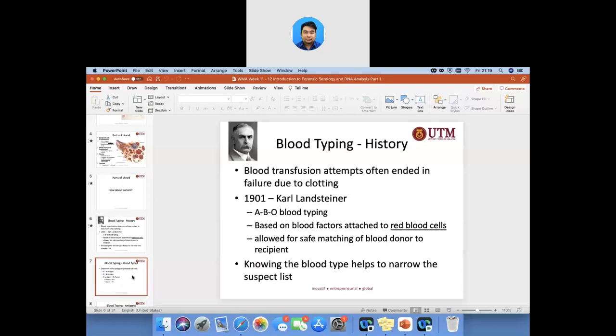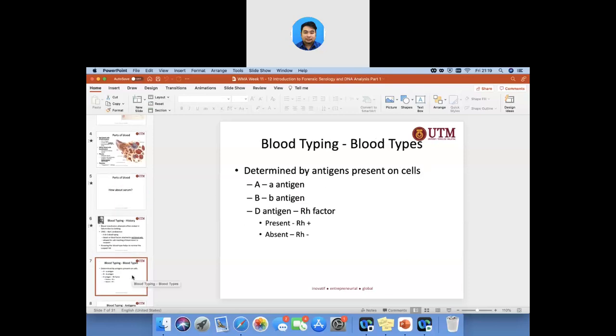Okay, so blood typing. For blood types, we have A blood type, which corresponds to the A antigen. A blood types would have the A antigen, B blood types would have a B antigen. For AB blood types, it will have an A antigen and a B antigen. O blood types would not have any antigen. So you have A, B, AB, and O blood types.